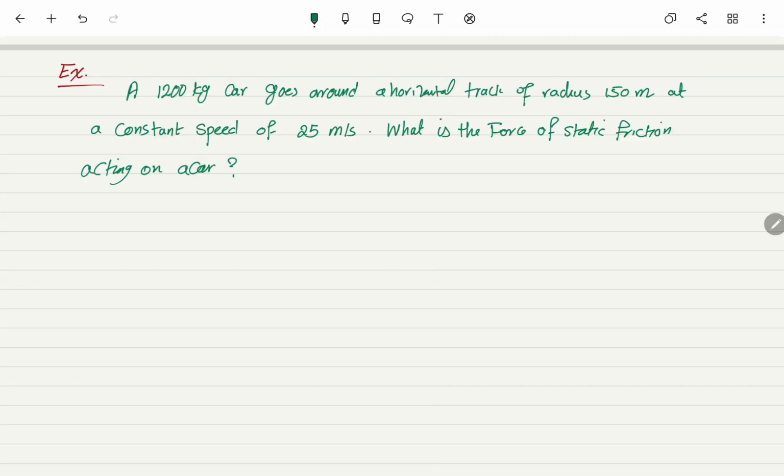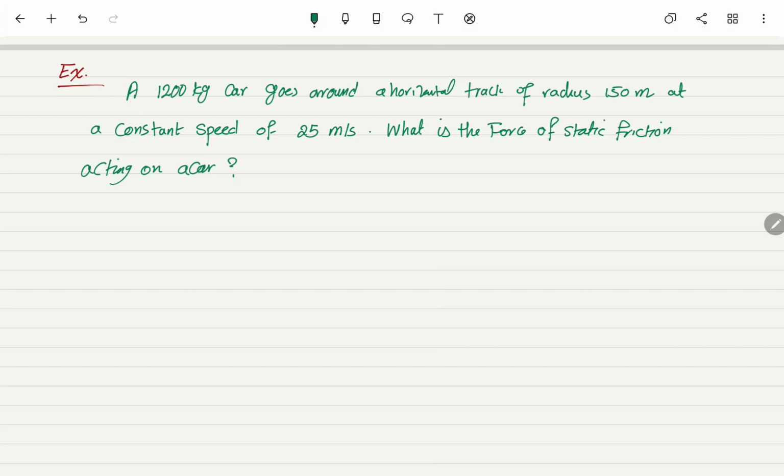Another example, a 1200 kilogram car goes around a horizontal track of radius 150 meters at a constant speed. So it's uniform circular motion of 25 meters per second. What is the force of static friction acting on the car?